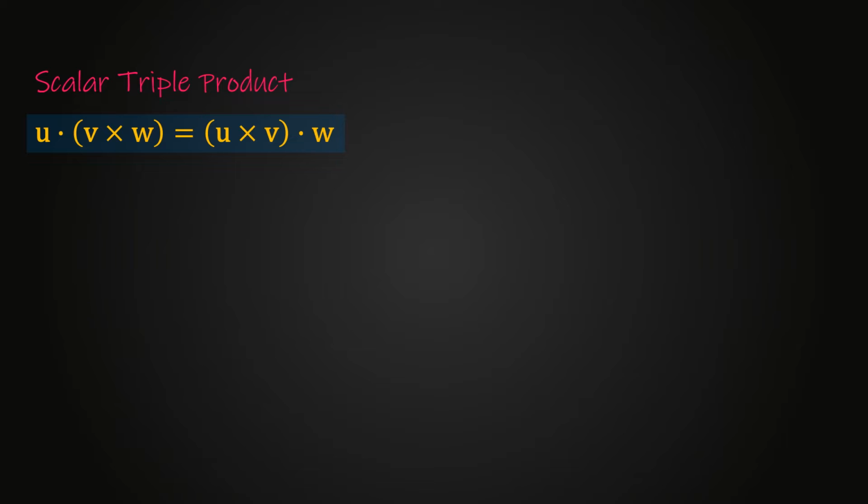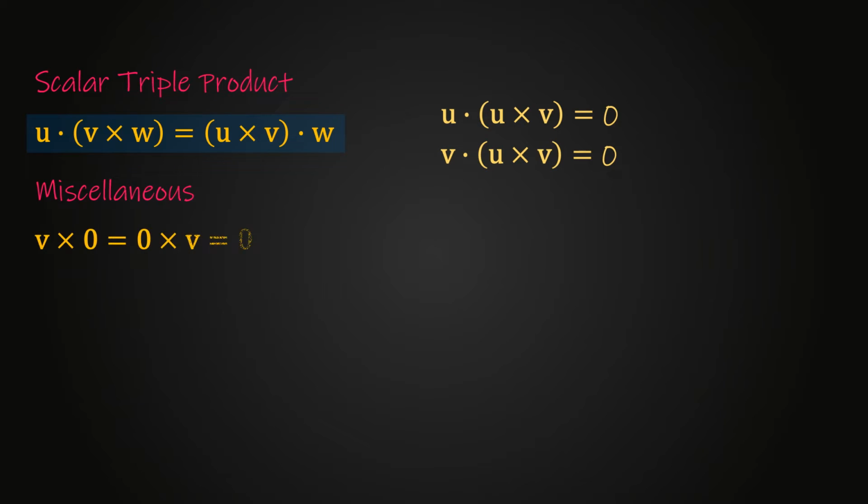Meanwhile, recall that the dot product of orthogonal vectors is 0. Because u is orthogonal to the cross product of u and v, the dot product of u and the cross product of u and v is equal to 0. Likewise, because v is orthogonal to the cross product of u and v, the dot product of v and the cross product of u and v is equal to 0. The cross product also has other properties, such as the cross product of a vector with a zero vector is commutative, and the result is the zero vector.